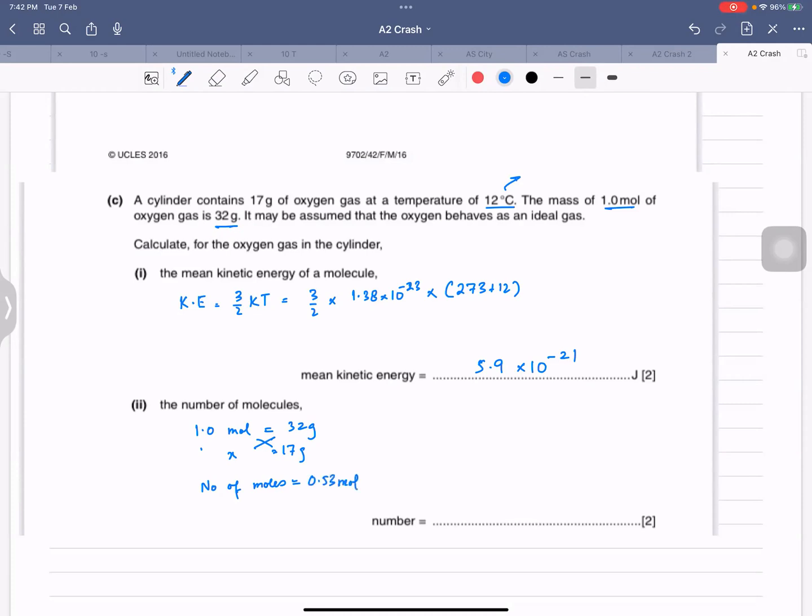0.53 mole. Okay, then number of moles is equal to N over Na. So to find N, we have to multiply these moles with 6.02 times 10 raised to power 23. That's Avogadro's constant. And the answer is 3.2 times 10 power 23 molecules.